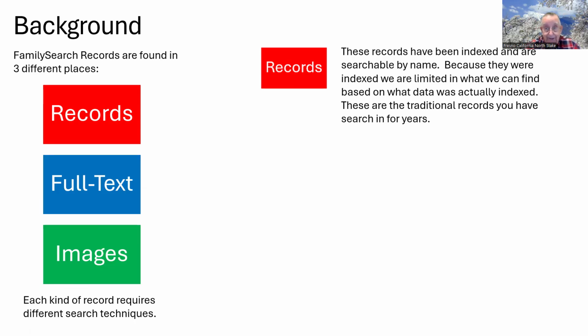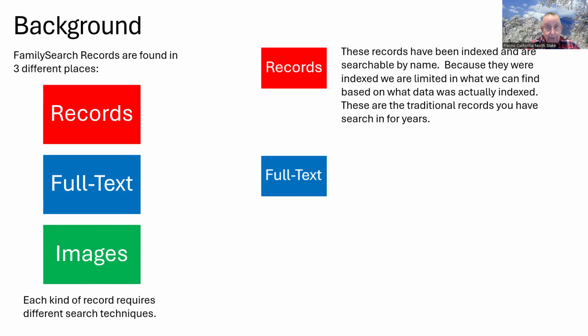Because they were indexed, we can find things by name, but because of them being indexed, there's only certain terms and phrases and things found on the records that were actually recorded in the indexing process. So we can't do a full text study of these. We can just basically find certain things in each collection.